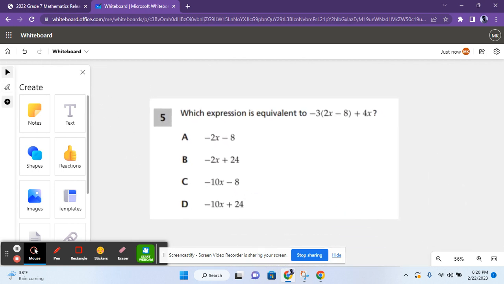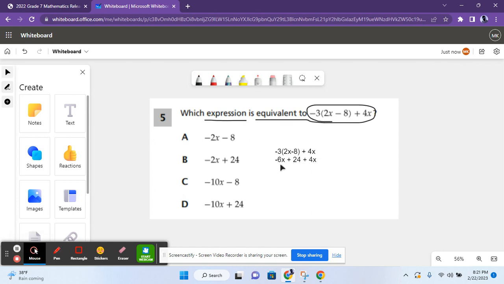For question 5, it says, which expression is equivalent to -3 times open parentheses 2x minus 8 close parentheses, plus 4x. So here you have to first distribute -3 to 2x and -8. That gives you -6x plus 24, and then you just add 4x at the end.